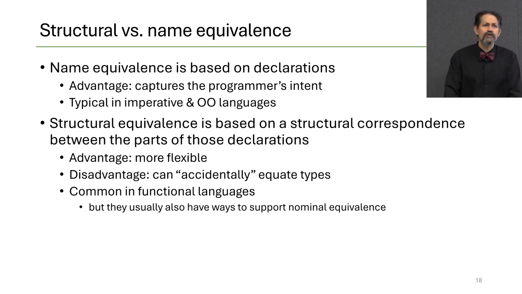On the other hand, structural equivalence is based on a structural correspondence between the different parts of two declarations. The advantage is it's more flexible. Perhaps we design two types that represent the same thing, but we call them different names. Well, those types will be assignable between each other in a structural type system, so it can be very flexible. A disadvantage, however, is that it can accidentally equate types that we didn't intend to be the same. This is common in functional languages, but functional languages also usually have some way to support nominal equivalence as well.